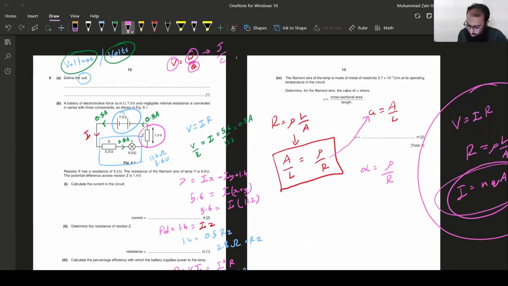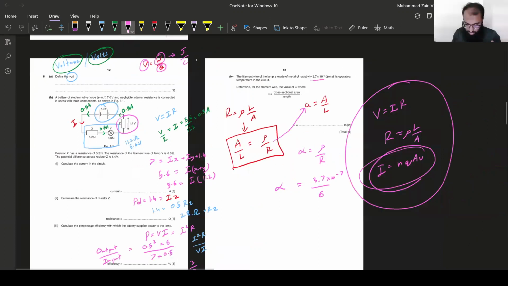The filament wire of the lamp is made of metal of resistivity this. We do know the resistance of the filament wire of the lamp, which is equal to 6. I also know the resistivity, which is 3.7 times 10 to the power negative 7. So from this, I get the answer. Whatever it is, you can calculate. So that's how we solve this part. I hope it's clear to everyone. This was just a rearranging of the equation that was required in this part.